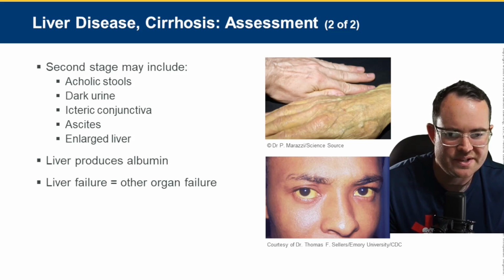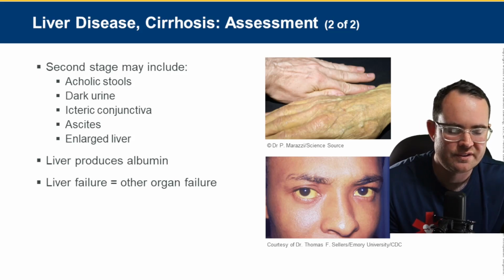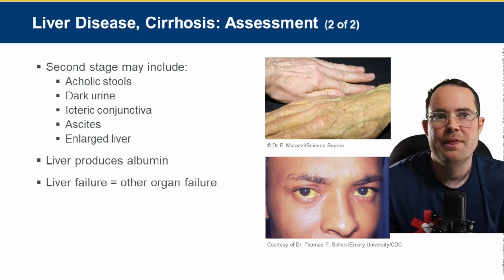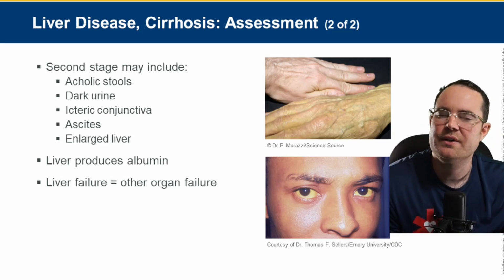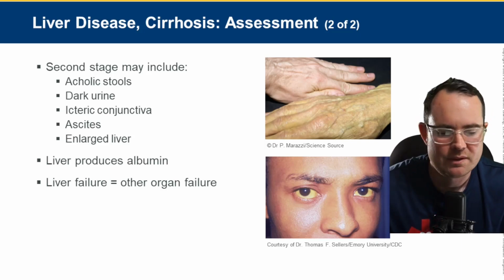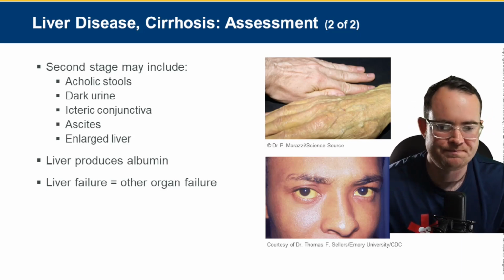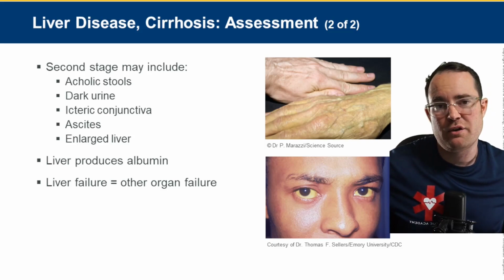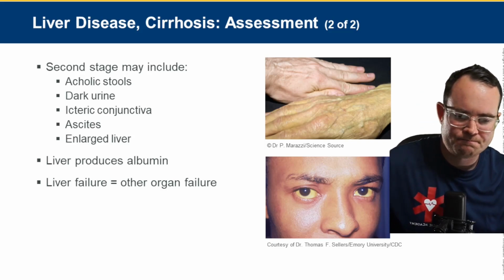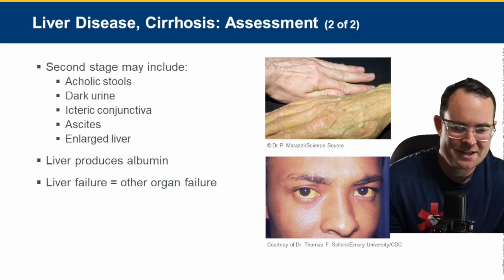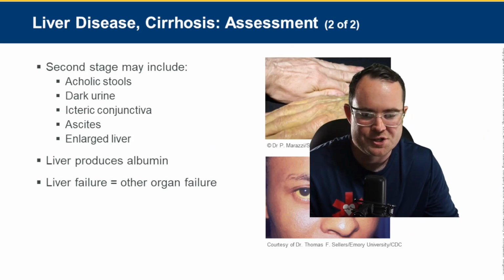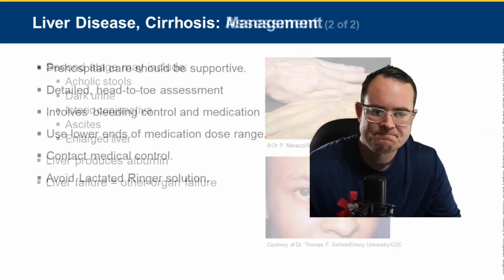I know up there also it states alcoholic stools. Alcoholic stools just means the stool actually becomes a pale color and it looks more like clay. Okay, that's an alcoholic stool. Ascites means edema or fluid built up in the stomach. So again, like I said in the beginning, there's a lot of terminology that I'm going to be saying in this lecture. Hopefully this is helping.